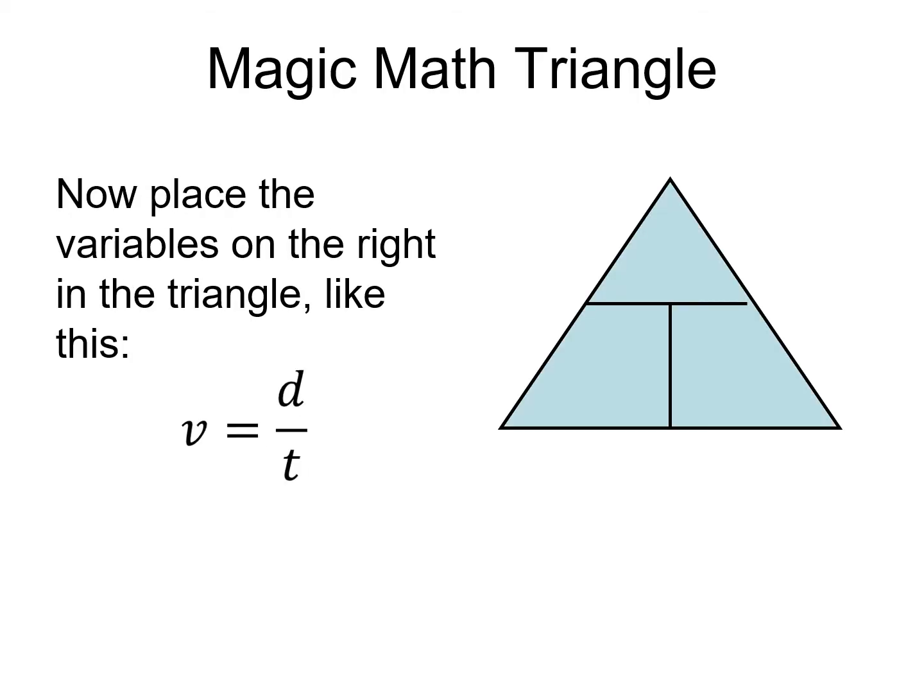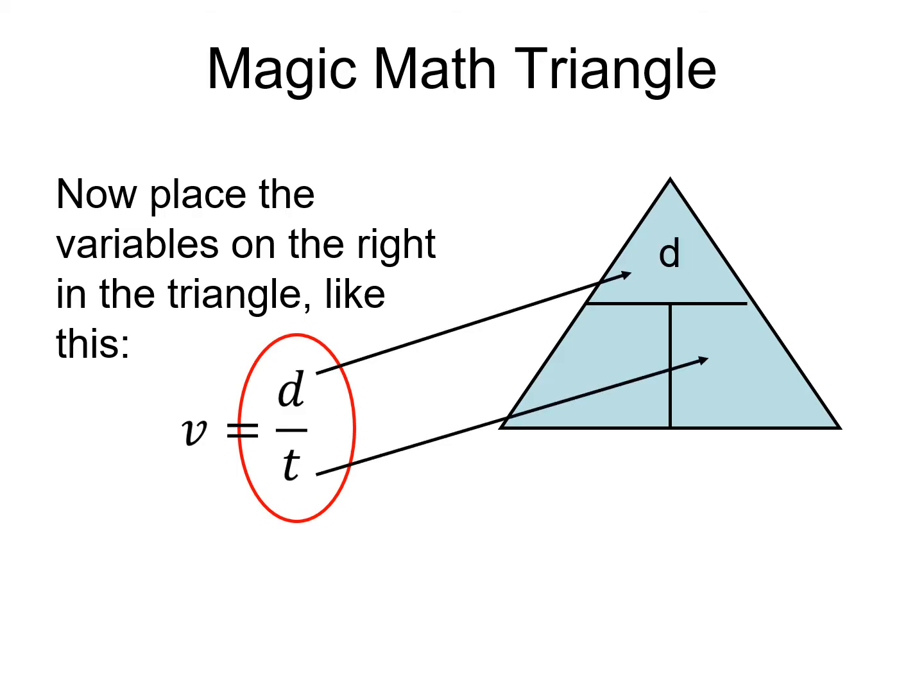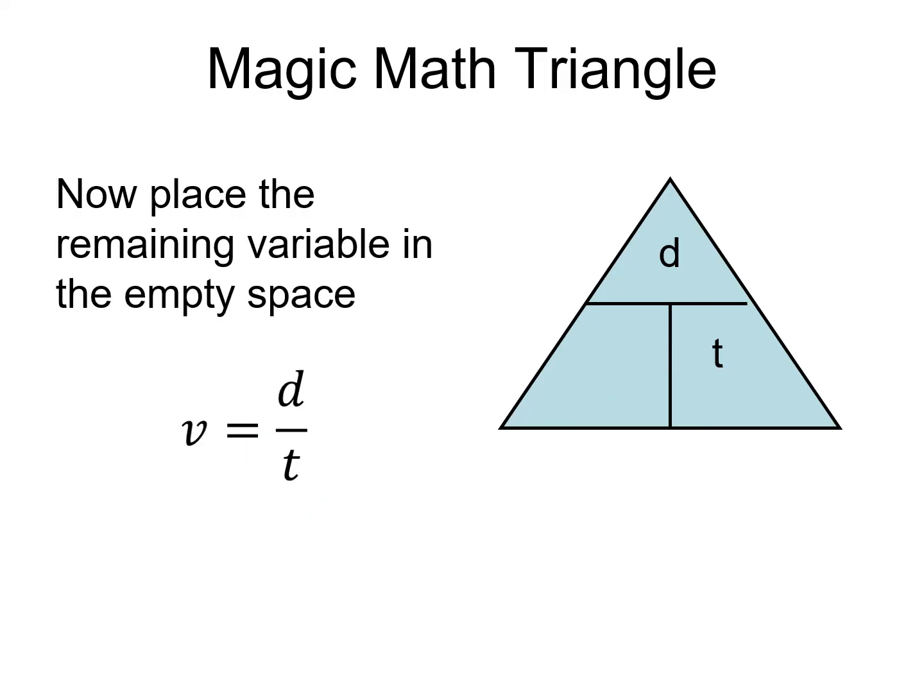So what we are going to do is take them and put them into 2 of the boxes in the triangle. And since the D is over the T, we'll make sure that the D goes on top of the triangle. It really doesn't matter which of the 2 boxes below you put the T in. Seeing as there is an empty box available, we will put our last variable in that space. So now we have a magic math triangle for the speed equation.